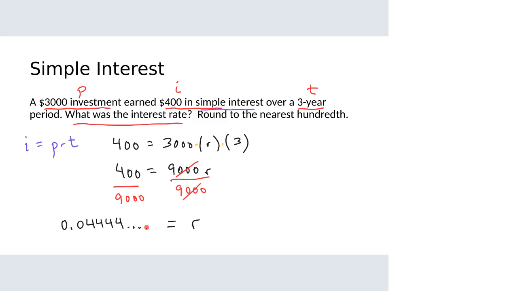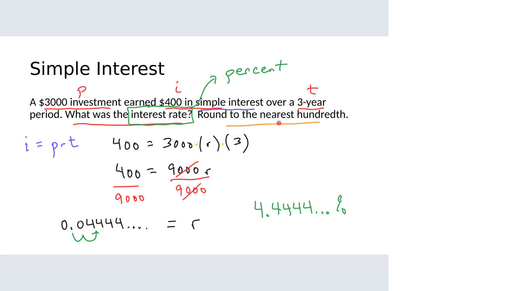At this point, we have to think about what we want our answer to look like. If you think about the problems we've done up to now, the interest rate has always been given to us as a percent. Right now, what we have is a decimal. So we need to convert that decimal to a percent. You can do this a couple ways. You can multiply by 100, or if you're comfortable with it, just move the decimal 2 places to the right. And so now we have 4.44444%.